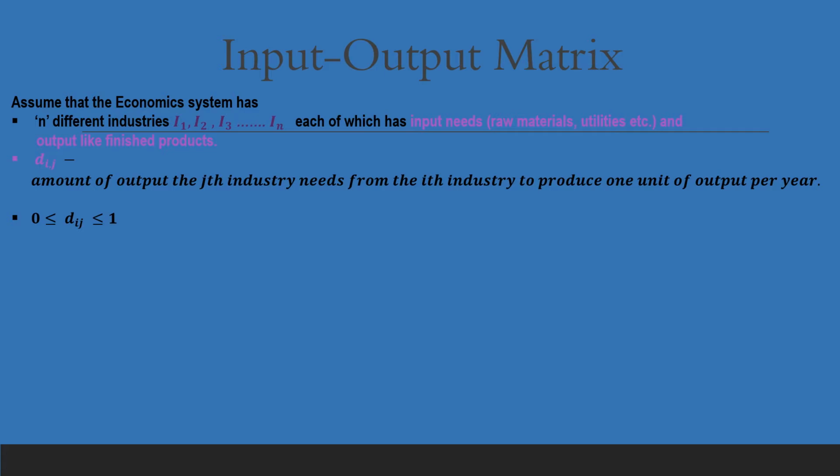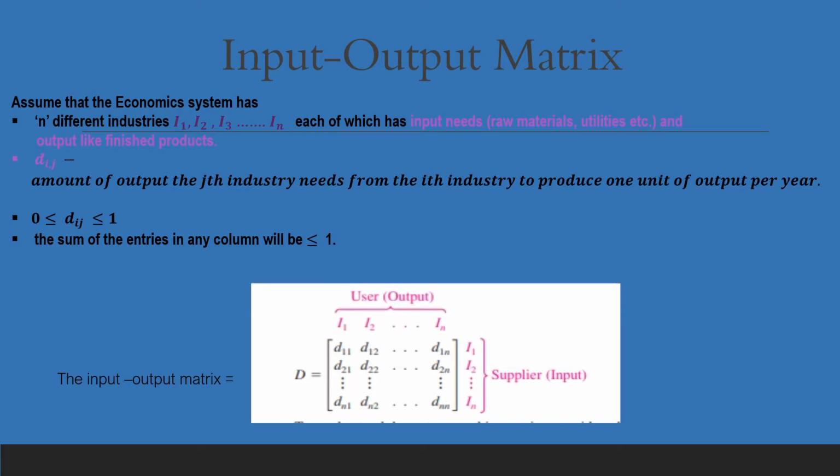And each Dij is less than or equal to 1, because if you are taking this Dij as a probability, then it should lie between 0 and 1. The sum of these entries must be equal to 1 or less than or equal to 1. Now, the input-output matrix can be represented by D, where Dij is the amount of output of the jth industry needs from the ith industry to produce 1 unit of output per year.